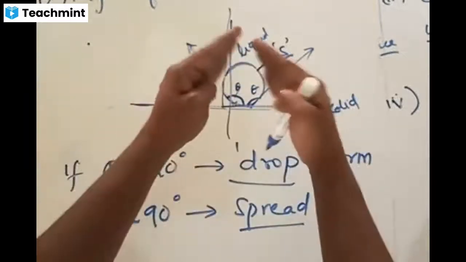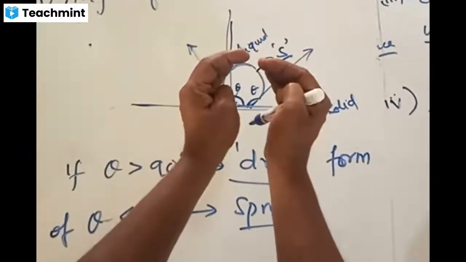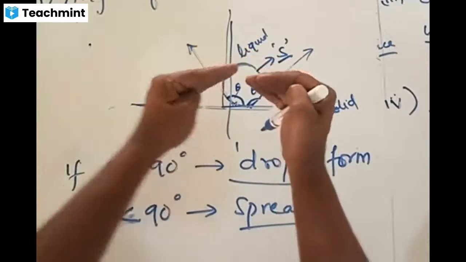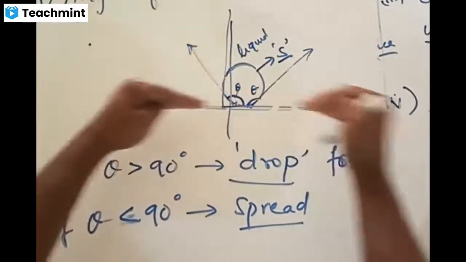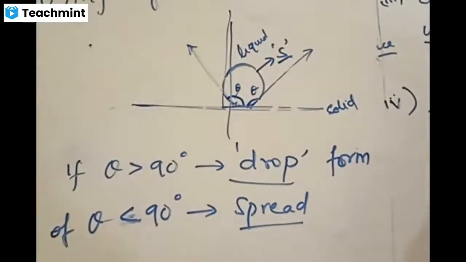It is like this now because the angle is greater than 90 degrees. If the angle is less than 90, it becomes like this. Then will it spread now? Will it be a drop now? It will not be a drop. That is called a spread, a stretched membrane. That is what spreads in the form of a stretched membrane.